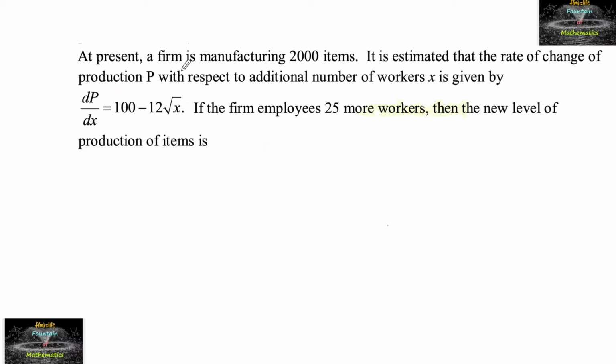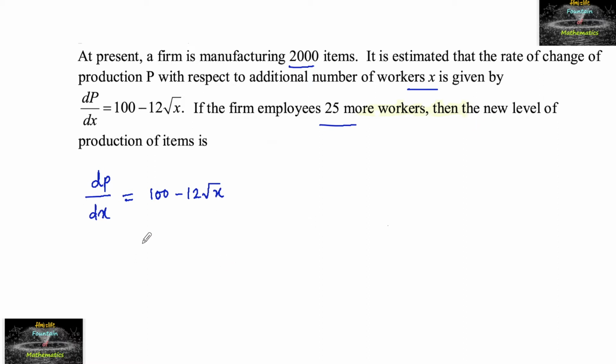At present, a firm is manufacturing 2000 items. It is estimated that the rate of change of production P with respect to additional number of workers x is given by dP/dx = 100 - 12√x. And if the firm employs 25 more workers, then the new level of production of items is?